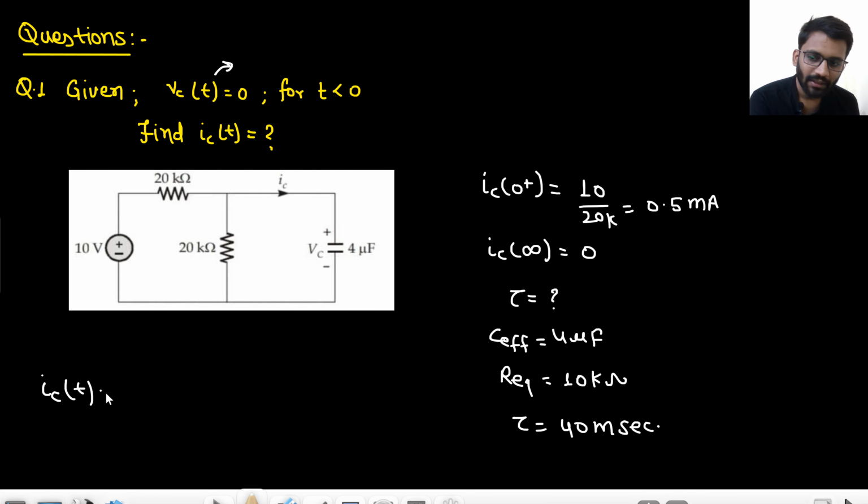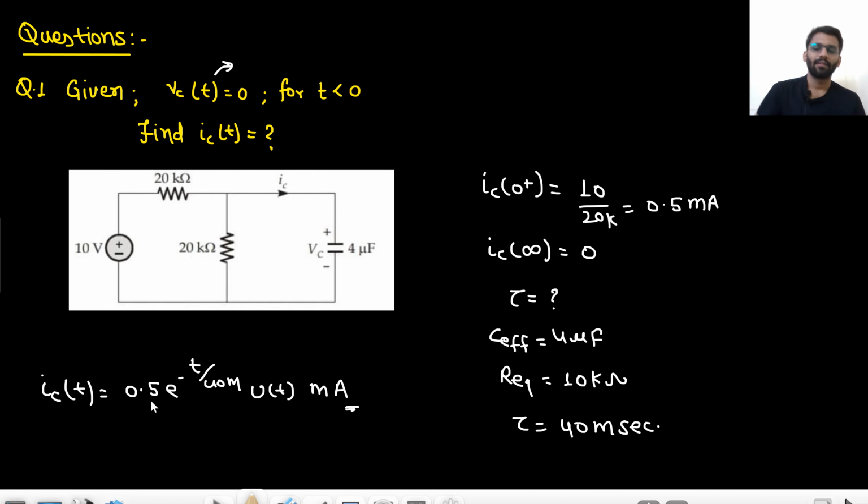So what would be your IC(t)? At infinity it is 0, so it would be 0.5 e to the power minus t upon tau, that is 40 milli, u(t) milliampere. I note IC(0) e to the power minus t upon tau u(t) milliampere, right? Because this is milliampere, we have written milliampere at the last, or you can write it like this into milliampere. Okay, so this is your IC(t).